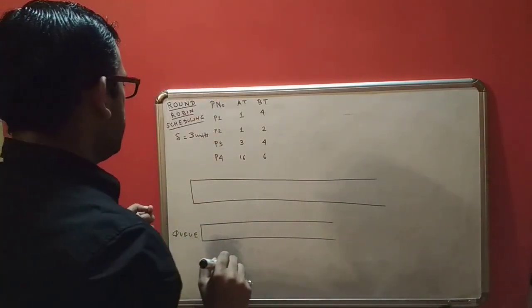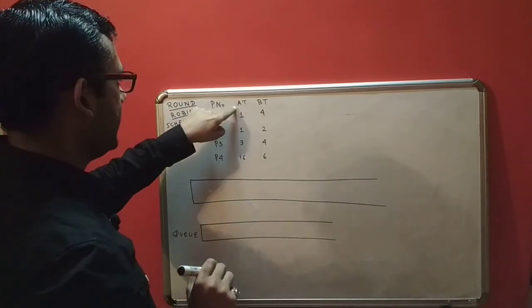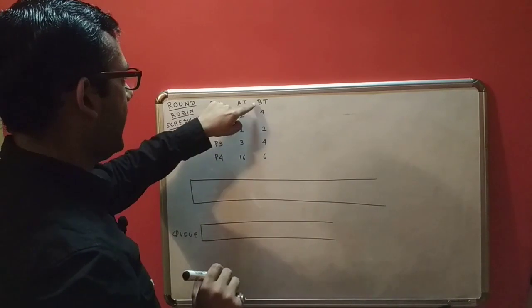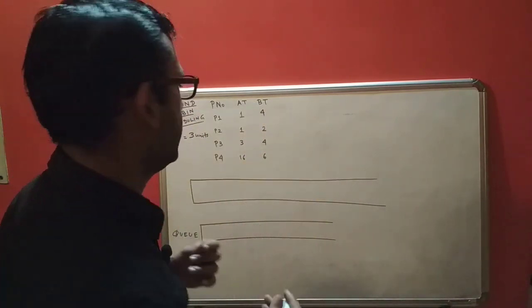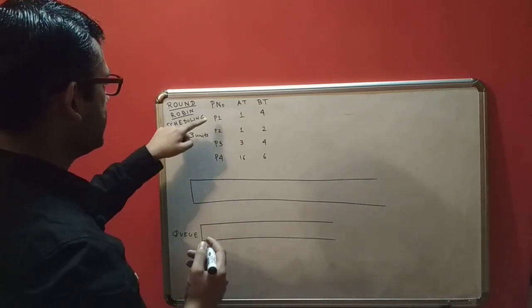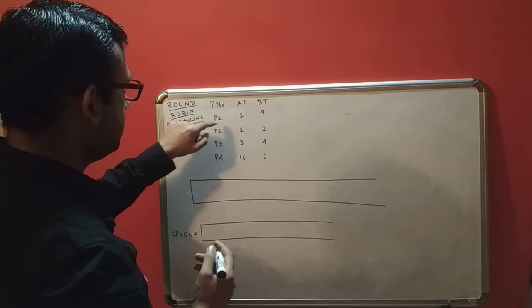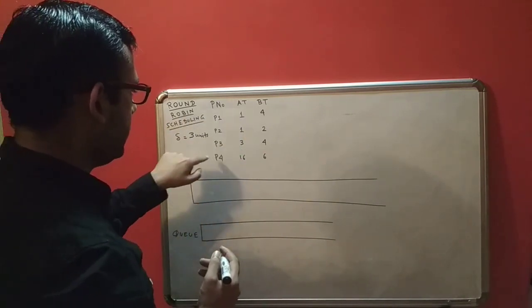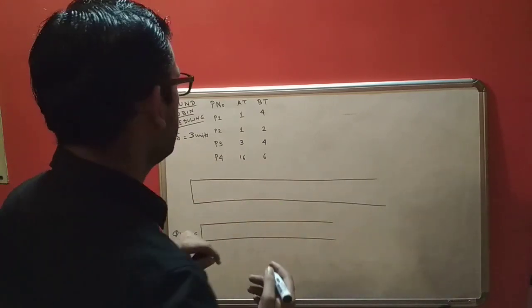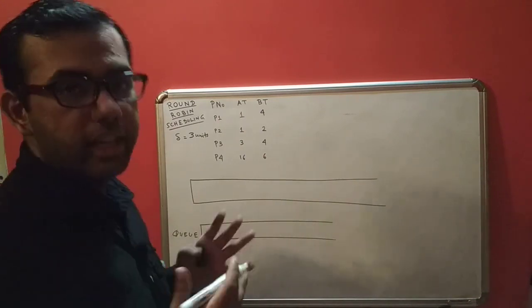Now see, we have 4 processes. What is AT? AT is the arrival time and BT is the burst time, or service time or execution time. Now we can see that 4 processes are present. Out of these 4 processes, P1 and P2 arrived at time unit 1. P3 arrived at time unit 3 and P4 arrived at time unit 16. Remember that these times that are given here are all relative time.